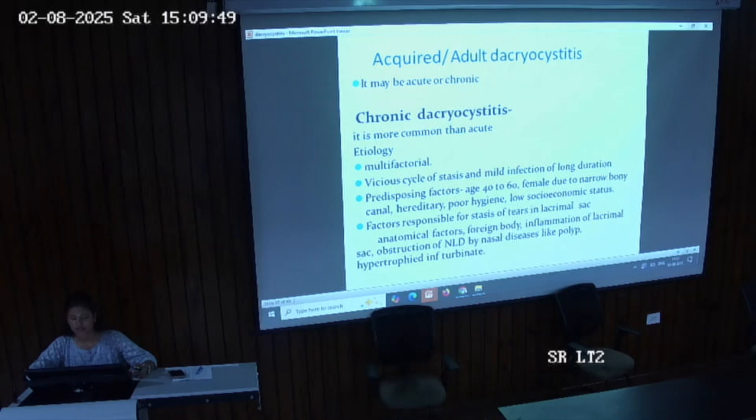Predisposing factors include age 40 to 60 years. Females have more chance of getting dacryocystitis due to their narrow bony canal. It could be hereditary, poor hygiene, low socioeconomic factors responsible for stasis of tears in the lacrimal sac, which could be due to anatomical factors, a foreign body or inflammation of the lacrimal sac, or obstruction by nasal diseases like polyp or hypertrophied inferior turbinate.